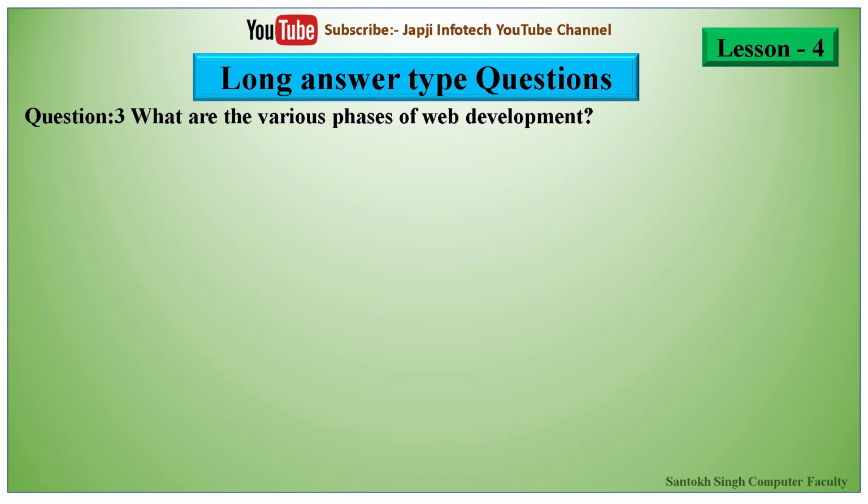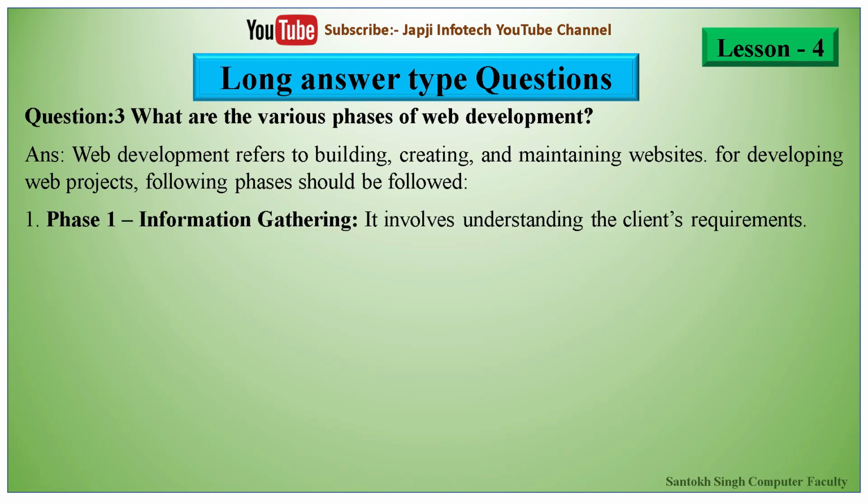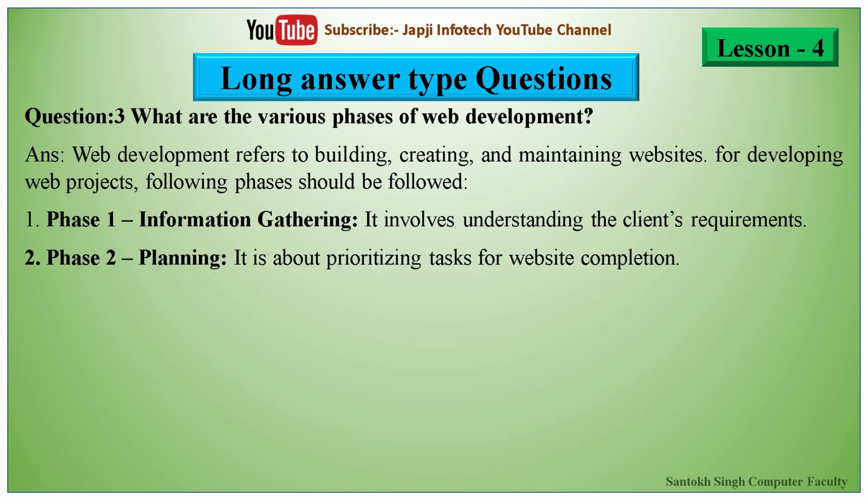The third question is, what are the various phases of web development? So web development refers to building, creating, and maintaining websites. For developing a web project, the following phases should be followed. The first one is phase 1, information gathering. It involves understanding the client requirement. Second one is phase 2. So phase 2 is planning. It is about prioritizing tasks for website completion.